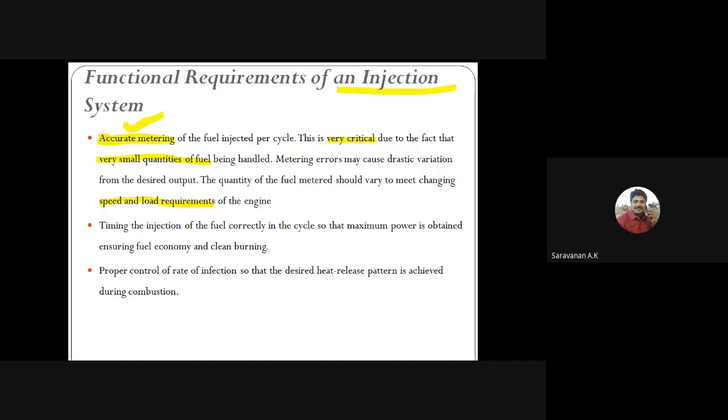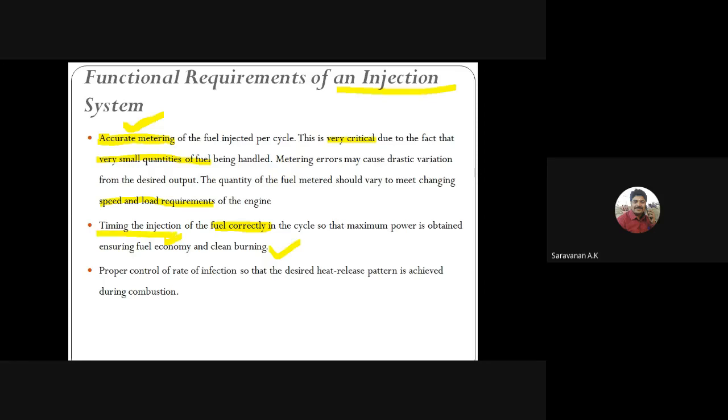Then the second one is the timing of the injection, right? When we have to spray the fuel, right? At the end of the compression stroke, we have to supply the fuel. So the timing of the injection is very important, right? If the timing is missed, surely we will get some abnormal burning, right? So for clean burning and for fuel economy, the timing of the injection is very important.